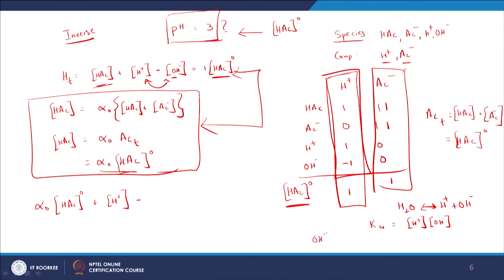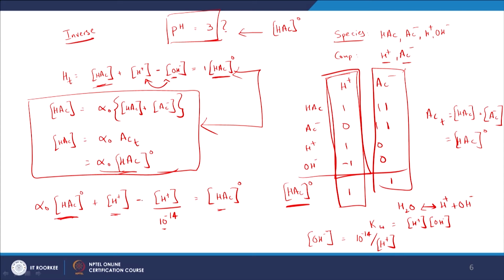So, anyway, Kw equals H plus into OH minus. So, OH minus is going to be equal to Kw, which is 10 power minus 14, divided by the concentration of H plus. So, minus H plus, with the Kw value 10 power minus 14, is equal to my unknown HAC naught. So, alpha naught into HAC naught, which is my unknown variable which I am trying to calculate, minus H plus by 10 power minus 14, which is Kw, equals HAC naught.